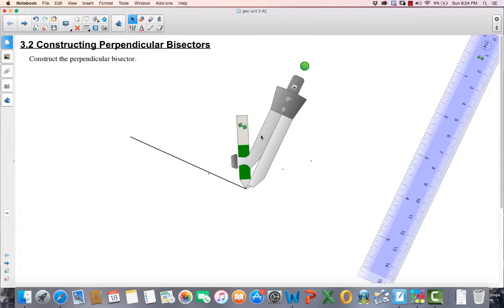This lesson is on 3.2, which is constructing perpendicular bisectors and then using those to make some other constructions. Okay, so the first construction we're going to do is a perpendicular bisector.